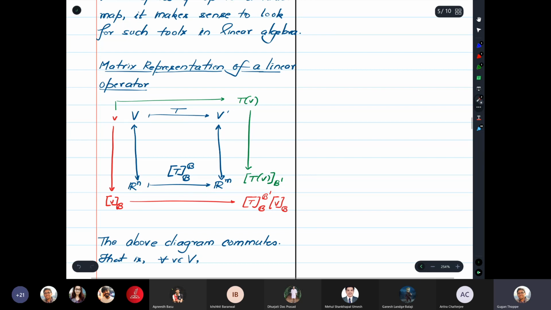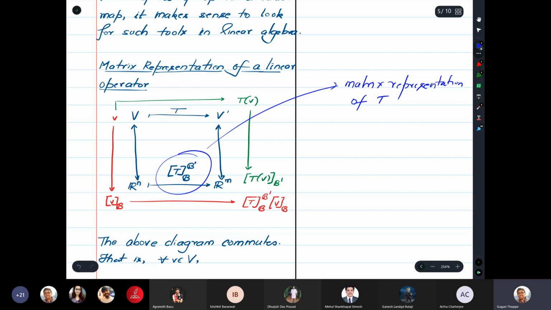So what we want to do is come up with a matrix. The matrix over here, I made a mistake in this notation. This should be B prime. So what does this notation mean? This means the matrix representation of T, that's what the square bracket means. And notice that I have a basis here and a basis here. B is the basis that you choose for V, and B prime is the basis that you choose for V prime.